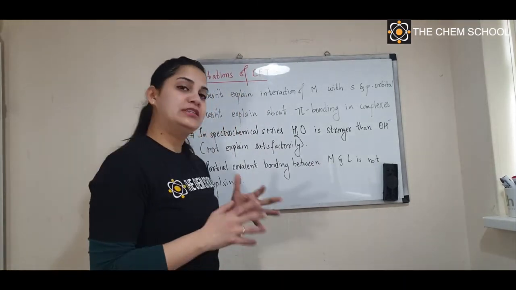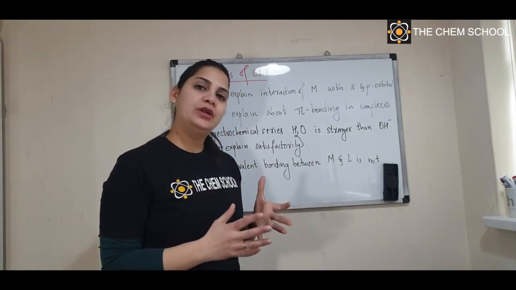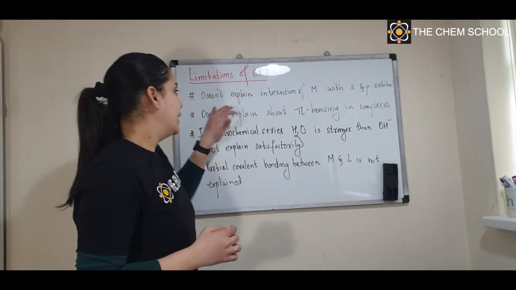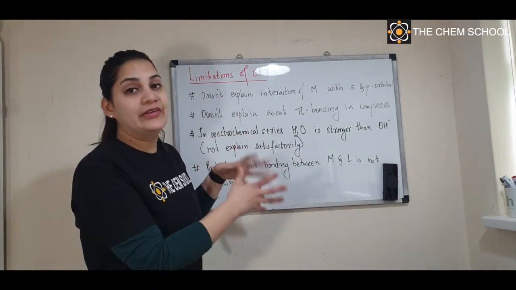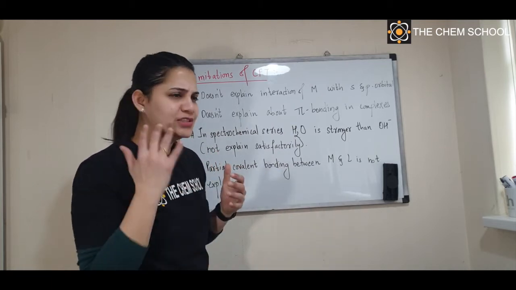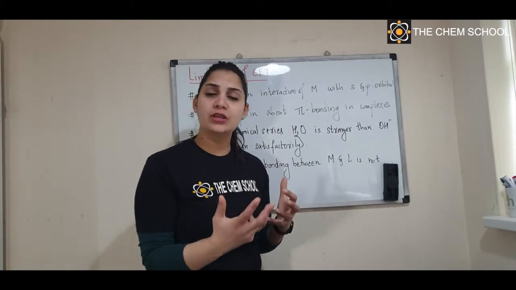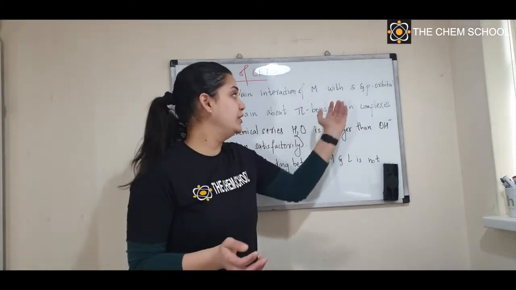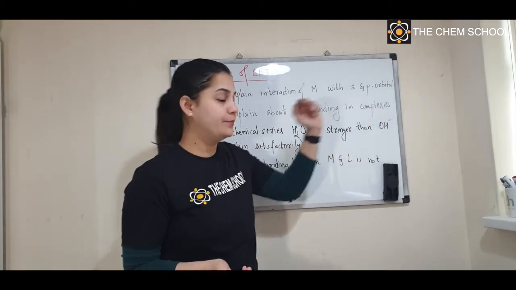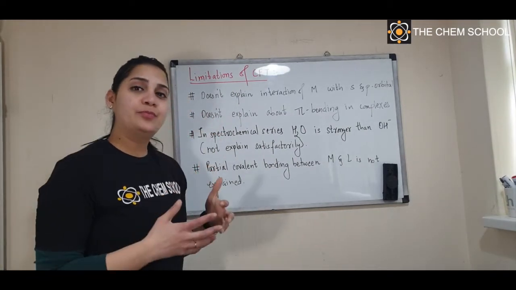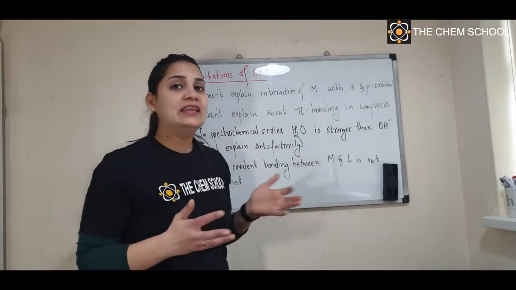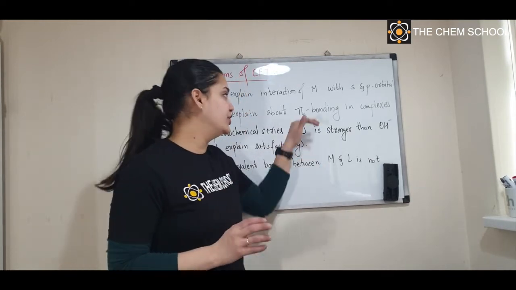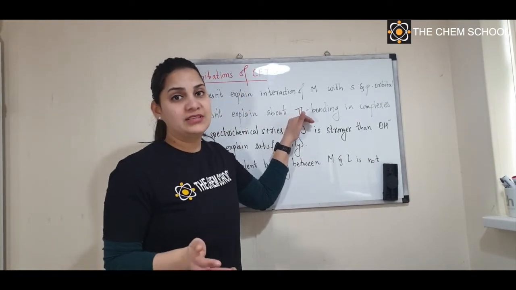Let's talk about the last part of the video, that is the limitations of CFT. CFT is indeed one of the most superior theories when it comes to orbital explanation, but it does not explain the interaction of the central metal with the s and p orbitals. As you have noticed, most of the time we were talking about the interaction with the d orbitals, and at no other place did we speak about s and p orbitals. The next thing is it explains only the ionic nature, the electrostatic forces between the metal and the ligands. There is no explanation of the pi bonding that occurs in complexes.